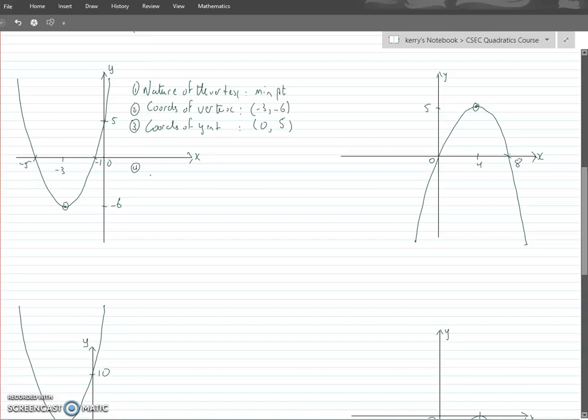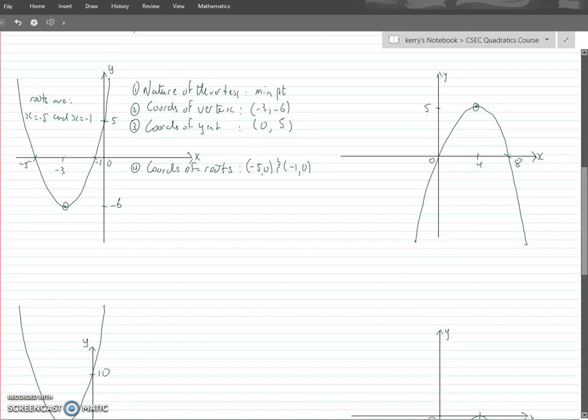The fourth one that we want to be able to identify is the coordinates of the roots. From the last video, we learned that the roots are where the graph cuts the x-axis. So in this case, the roots are x is equal to -5 and x is equal to -1. But for the coordinates of the roots, remember, on the x-axis, y is 0. So the coordinates of these roots are -5, 0 and -1, 0.